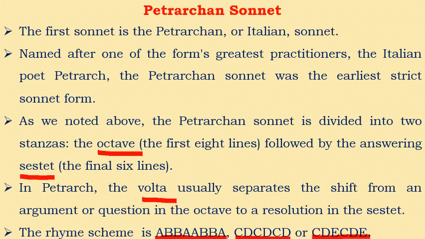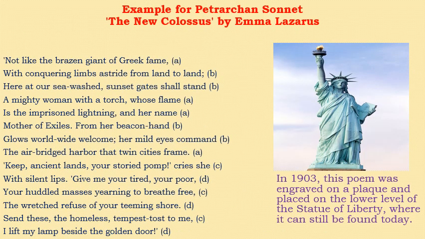This is about the Petrarchan sonnet. The primary thing you have to remember is it is made of octave and sestet, 8 plus 6, and volta before the sestet. Next is the rhyme scheme. Moving on to the example. To make the Petrarchan sonnet even clearer, I have given you the example of The New Colossus by Emma Lazarus, and I have pointed out the rhyming scheme here. You can easily find the rhyming words clearly.